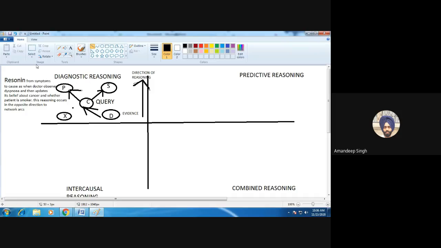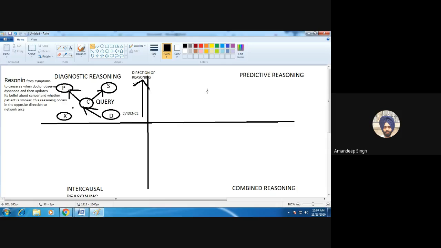So that is the diagnostic reasoning, that is, from symptoms to cause you are trying to go. Okay? That is, when the doctor observes this dyspnoea and then updates its belief about the cancer. It tries to determine the probabilistic value about this cancer node, and whether the patient is a smoker or is living in some polluted environment. Those probabilistic values you are trying to determine in this kind of diagnostic reasoning, right?